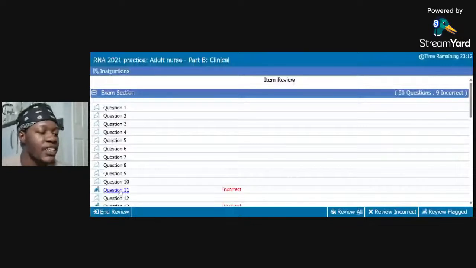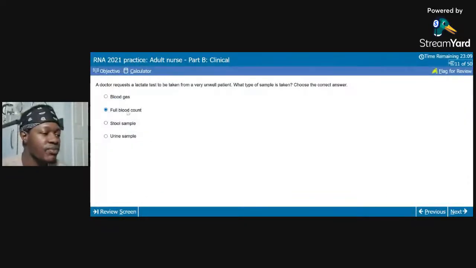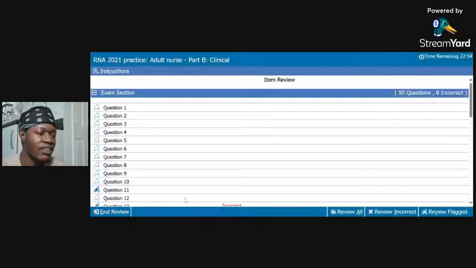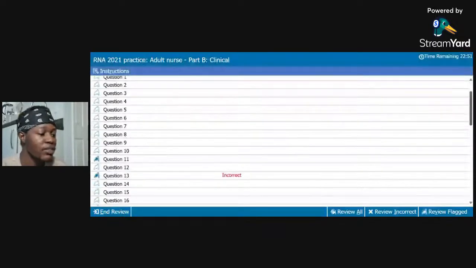So question 11 says, did I choose full blood count? I must have mistakenly chosen full blood count. Oh, I mistakenly chose full blood count.